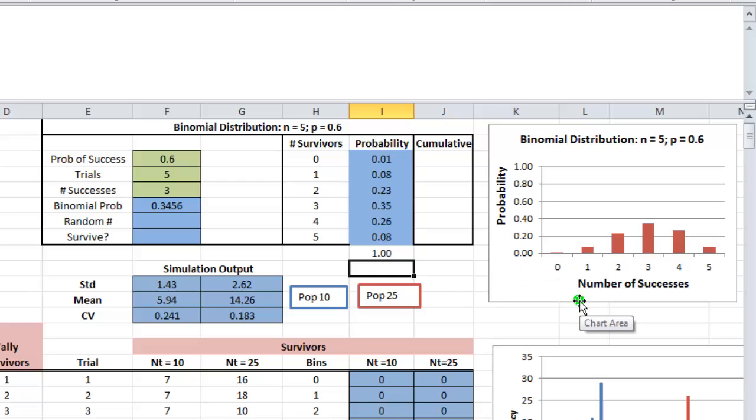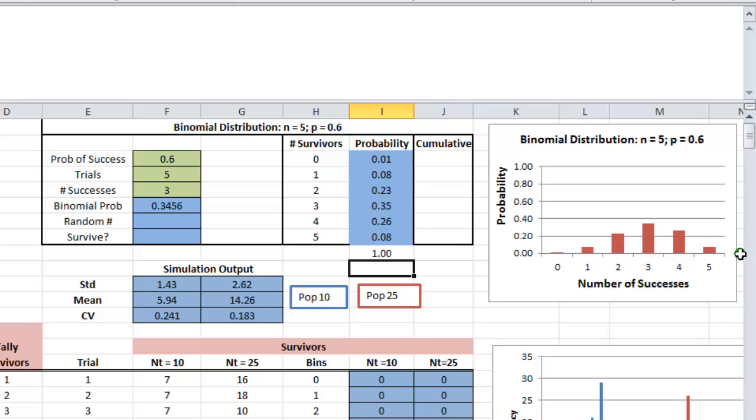And that should make sense, right? If we have 5 individuals in the population, and the probability of survivorship is 0.6, then there's some small probability that 0 out of 5 will survive, a little bit higher probability that 1 out of 5 will survive. There's a much higher probability that 3 out of 5 will survive, because this is the expected value. 3 is the same as 60% of 5.